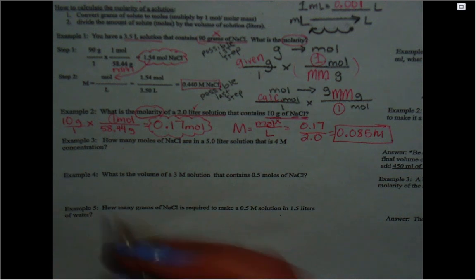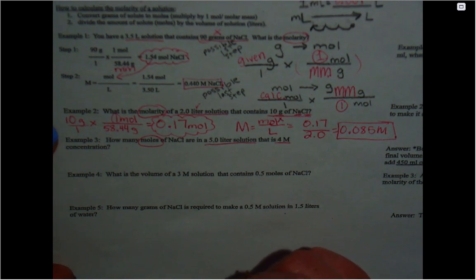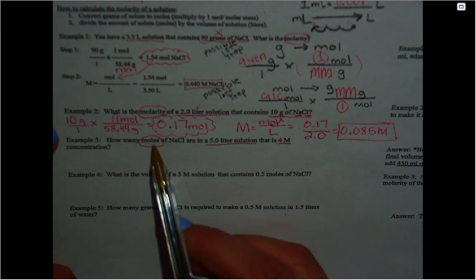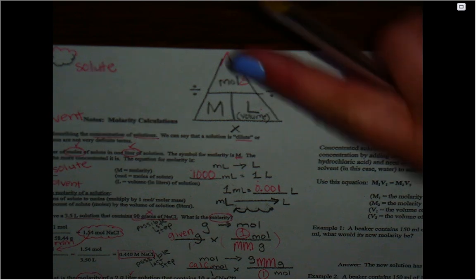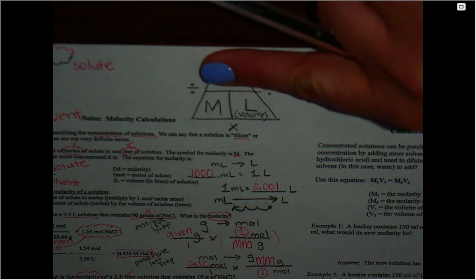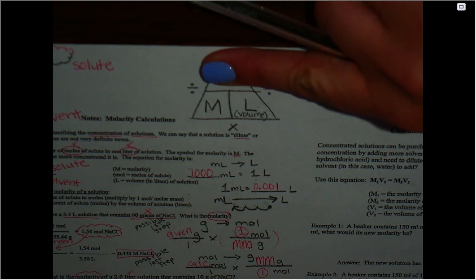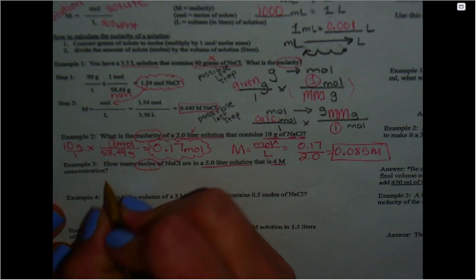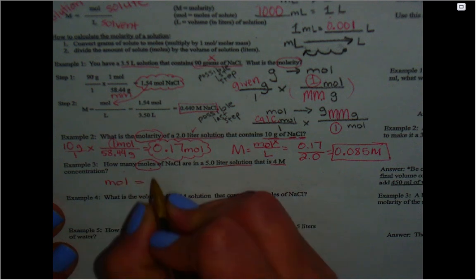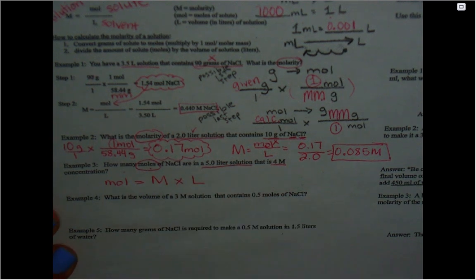All right, example 3. How many moles of NaCl, so that's what we're solving for, I'm going to circle that word, moles, are in a 5-liter solution that is 4 molar? A 4 molar solution. So I'm solving for moles. I look at my triangle up here and cover up the word moles. That tells me I'm doing molarity times liters, or molarity times volume. So I'll write that out: moles is equal to molarity times volume.